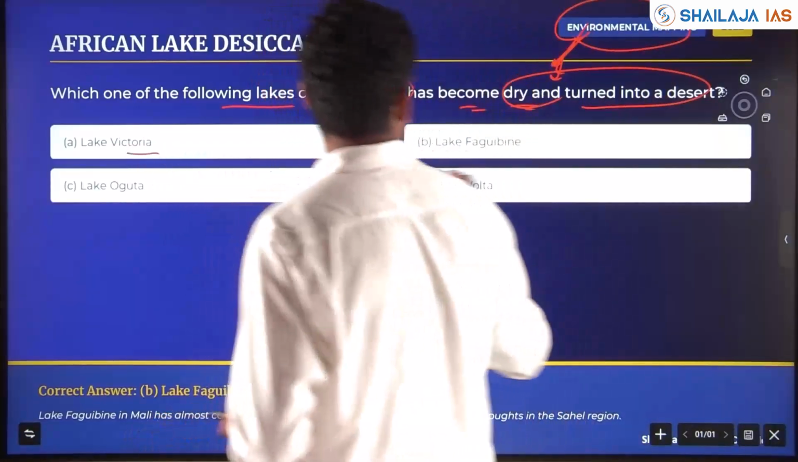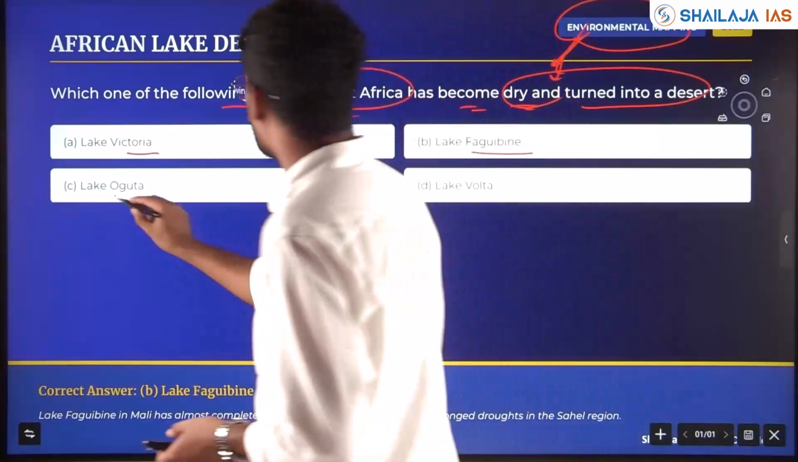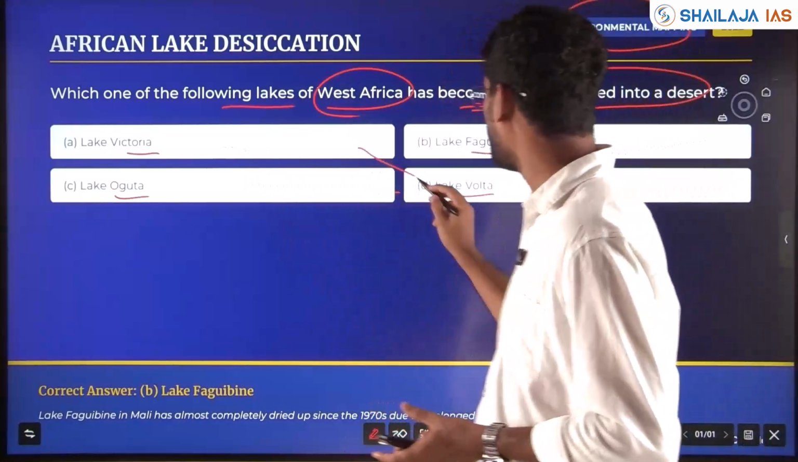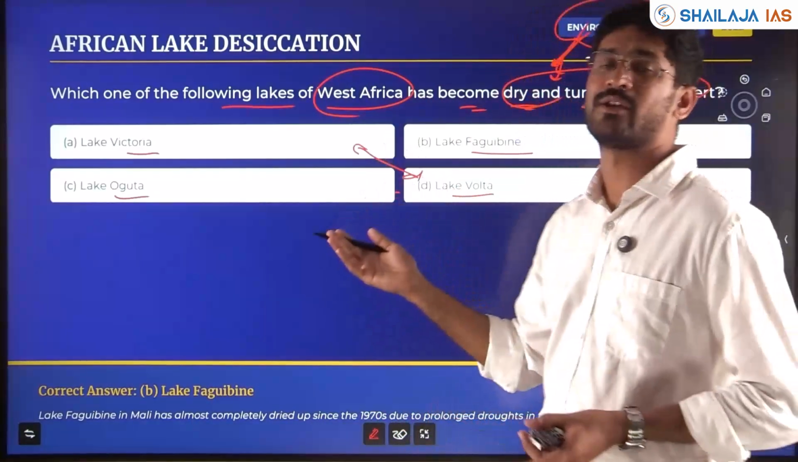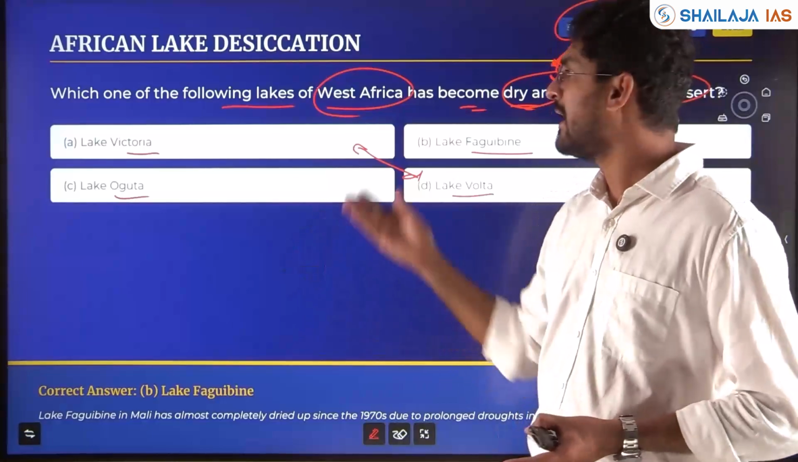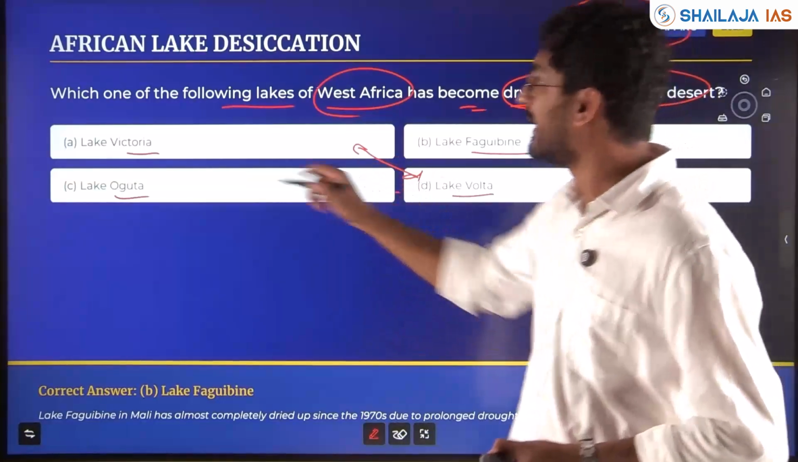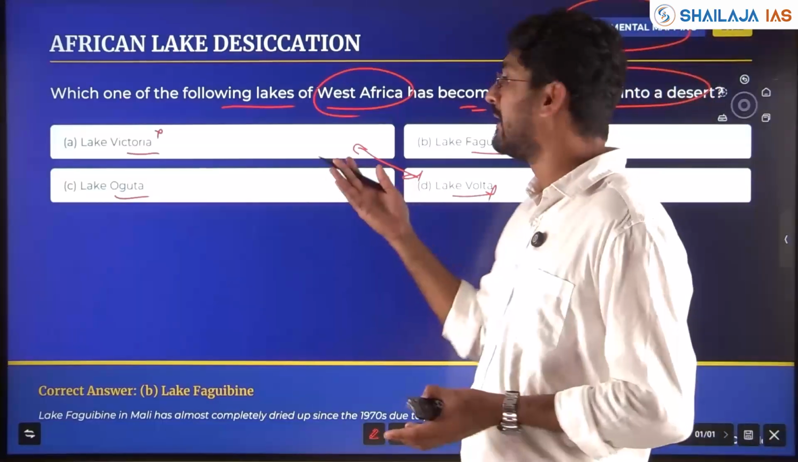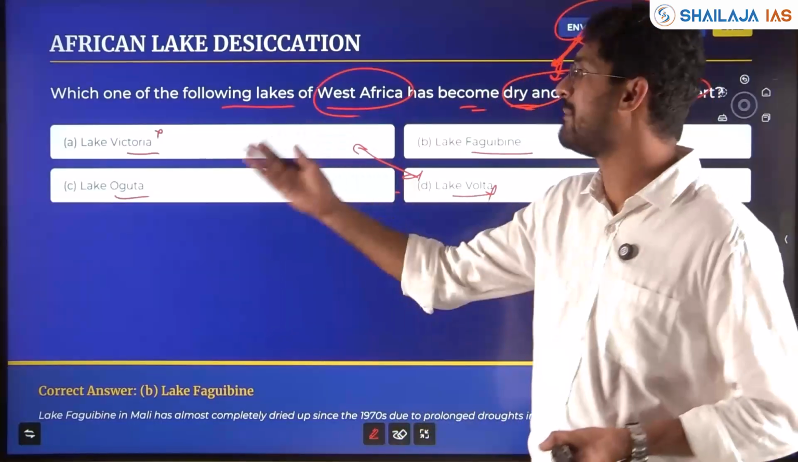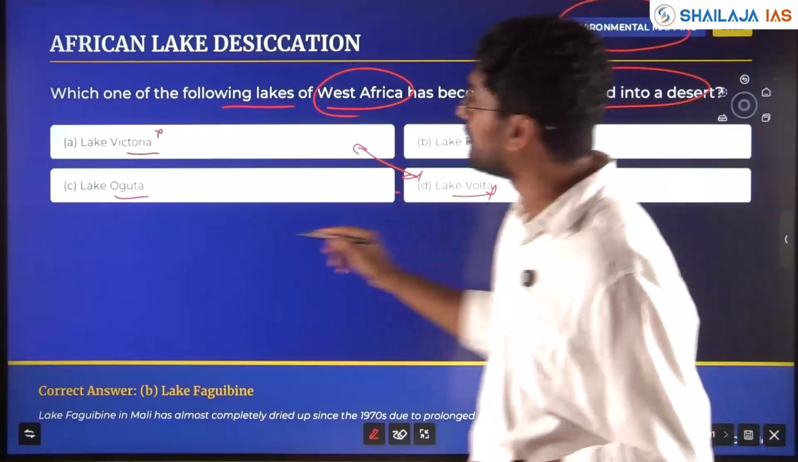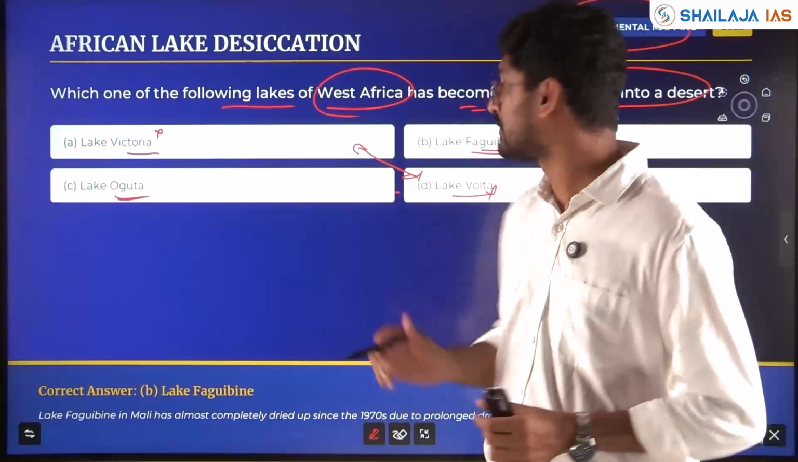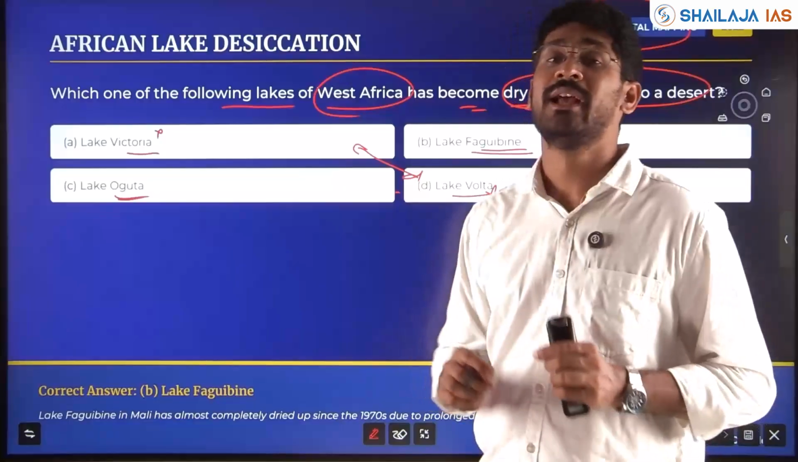Lake Victoria, Lake Fagubin, Lake Oguta, Lake Volta. You know important lakes like Victoria, Volta, and while doing mapping you would have come across them, and if any news was there, definitely you would have heard. So you can eliminate these options because they are famous. Now you will end up with Lake Oguta, Lake Fagubin. If you don't know, you'll be ending up with 50-50.